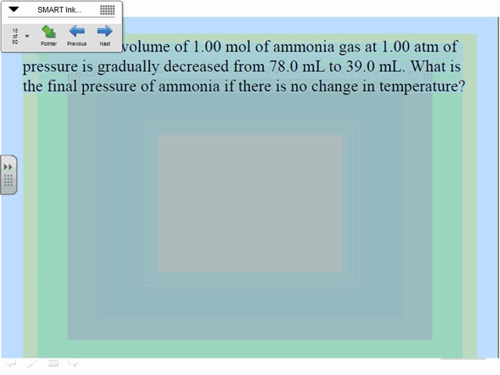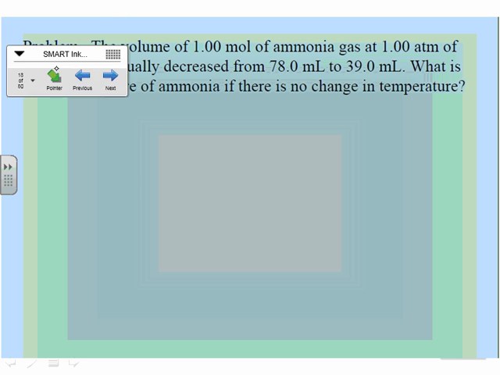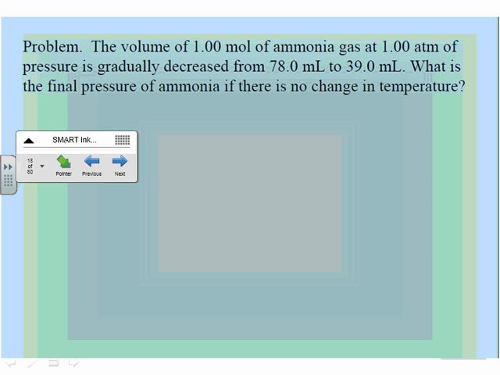So then you've got these kinds of problems, right? The volume of 1 mole of ammonia gas at 1 atmosphere of pressure is gradually decreased from 78 to 39 milliliters. What's the final pressure if there's no change in temperature?